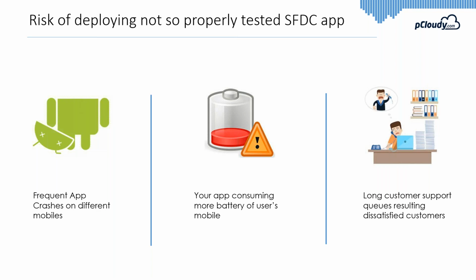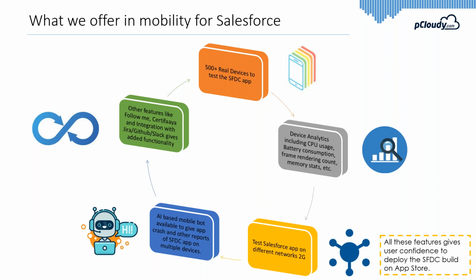And the result, or let's say the solution which we are proposing over here, is pCloudy. So let me just highlight what all benefits pCloudy provides for this complete list of challenges which we have talked about. The first thing is that it provides 500 plus real devices to test the Salesforce application. The pCloudy platform itself has different Android versions, different OEMs, different screen sizes. All those things are there, and if you want to test it out, we just need to make sure that we are testing it on different devices.